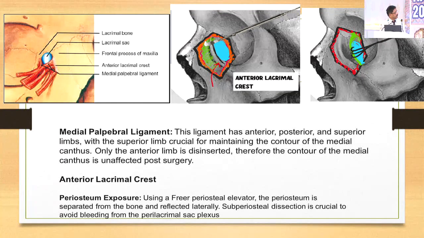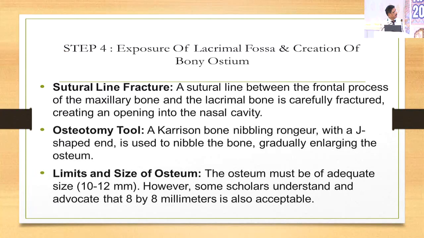So we have already discussed that only the anterior limb is disinserted, therefore the contour of the medial canthus is unaffected postoperatively, and we must delineate anterior lacrimal crest, and with the help of periosteum elevator, after we have separated the orbicularis muscle, let us discuss this step by step.